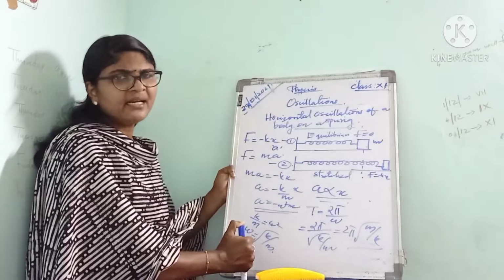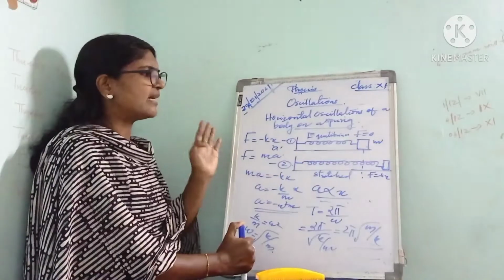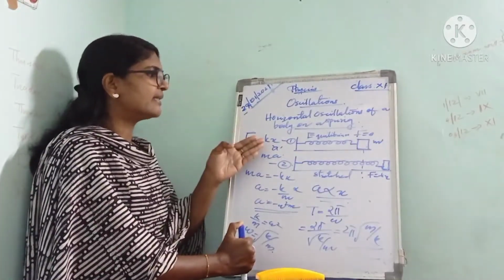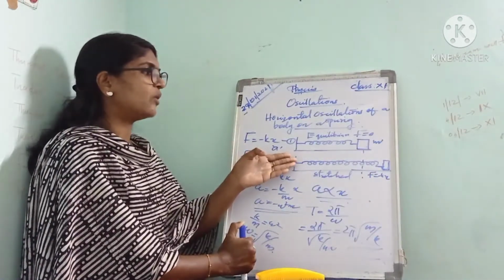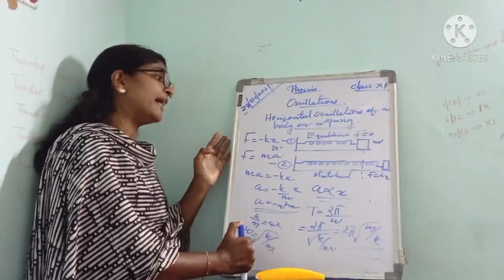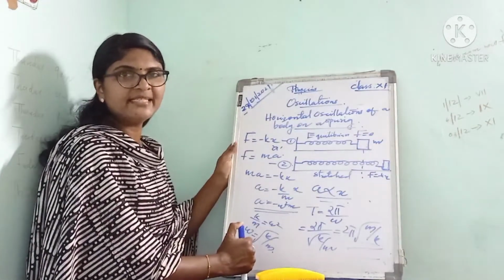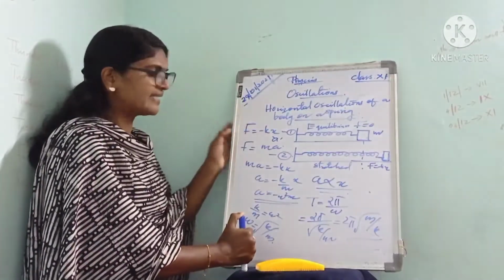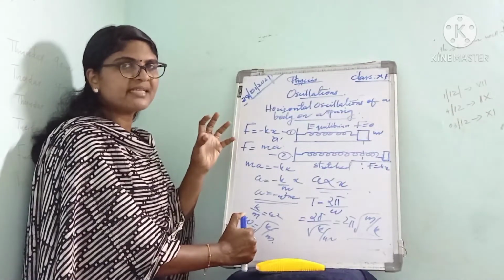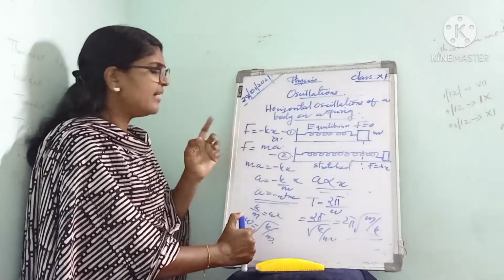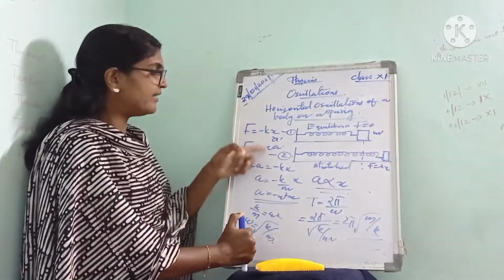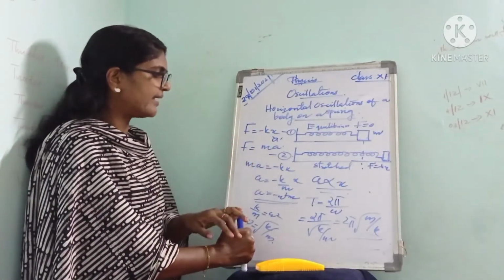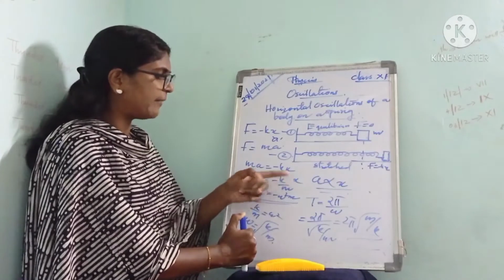Listen to it. Here, the spring or the body oscillates under the action of the restoring force. So we can write the restoring force F equal to minus kx. Suppose a is the acceleration produced on the body, then by Newton's second law F equal to ma. Then we can equate ma equal to minus kx. From this, a equal to minus k by m into x.